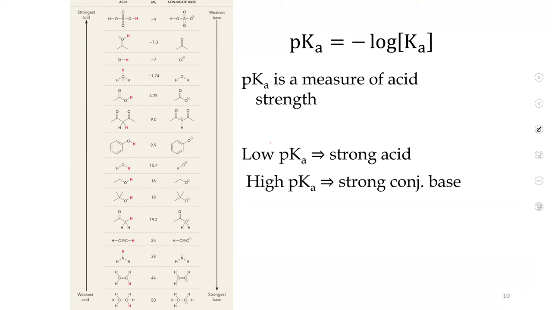And so here are some examples of some of the really strong acids. Sulfuric acid has a pKa of -9. In order to get sulfuric acid to that equilibrium state of 50-50, we would actually have to get to a pH of -9, which you can't do. The solubility of water doesn't allow that in water.